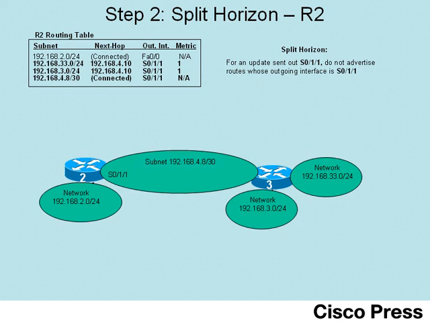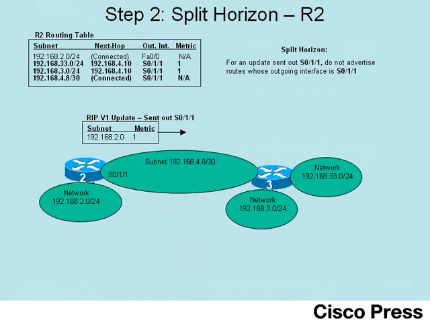about routes whose outgoing interface are that same interface. For instance, in this case, in this update that R2 is about to send out its serial 0/1/1 interface towards router 3, R2 should not advertise about the bottom 3 routes listed in its routing table. So as you see here, R2 sends an update only including that first route, the route to network 192.168.2.0, in its update sent out serial 0/1/1 towards router 3.